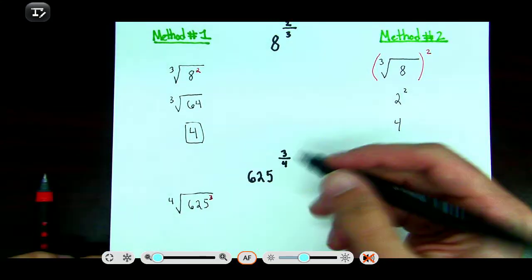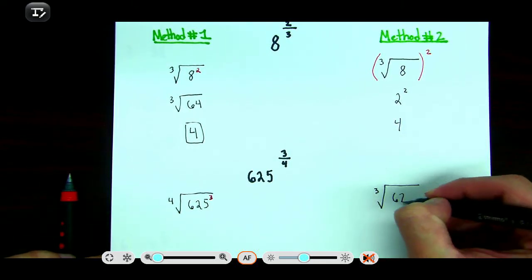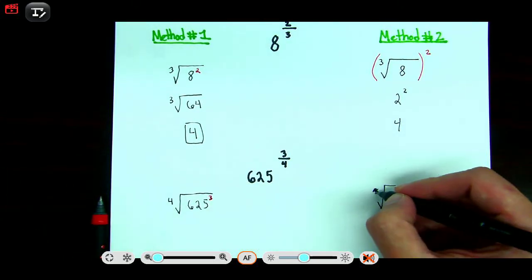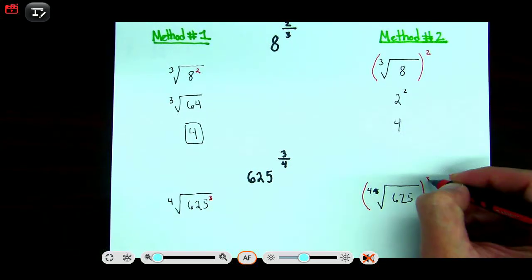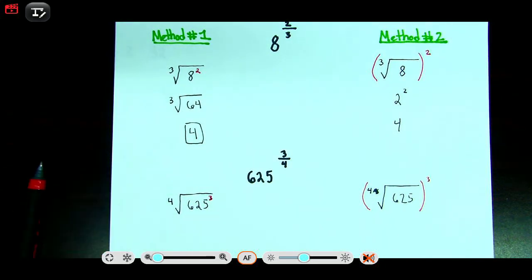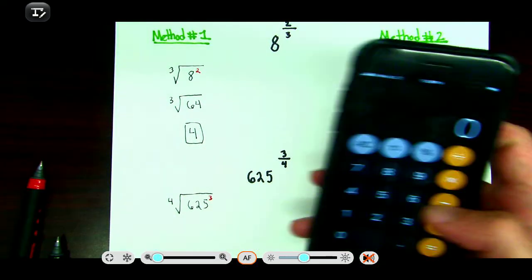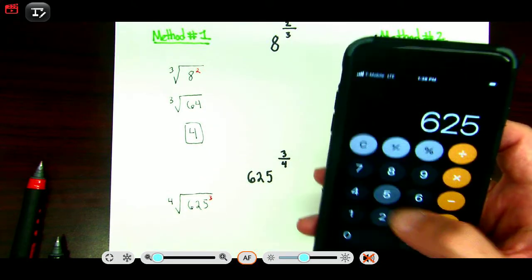Or I could do the fourth root of 625, and then take the whole thing and cube it. Oh, whoa, pause. This should be a 4 here, I'm sorry. And then we're going to take the whole thing and cube it. So notice that to take 625 and raise it to this power will be a lot of math. Let me actually find that number. If I have 625 times 625 times 625, boom.